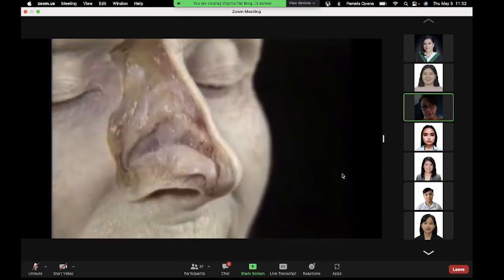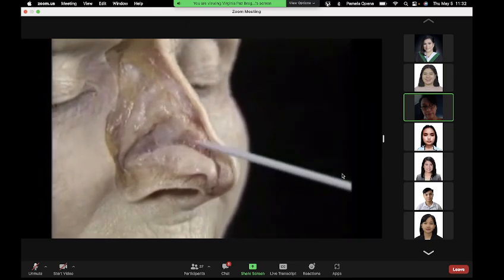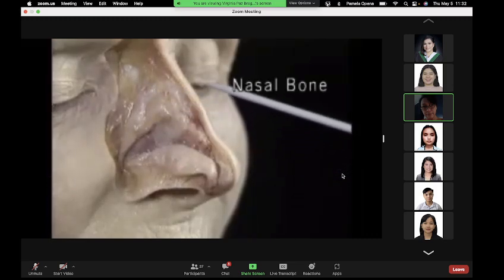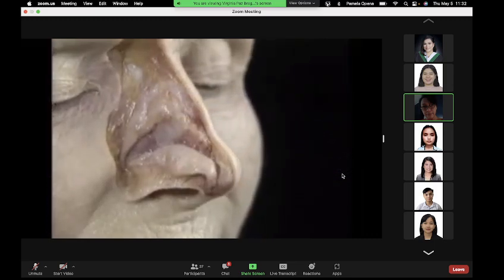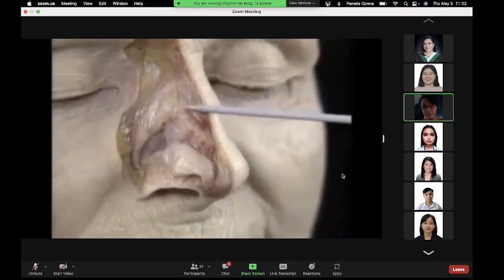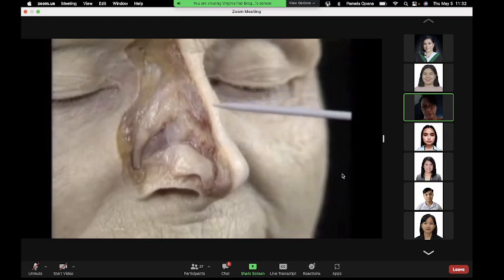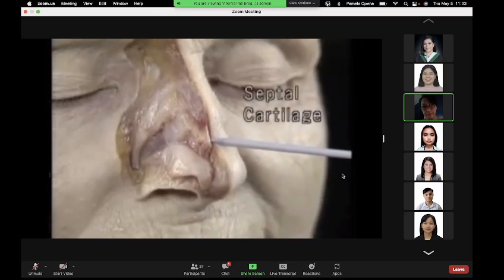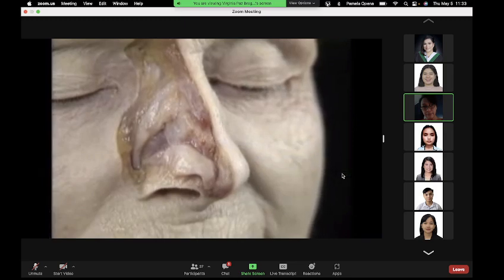The edge of the bony opening for the nose, the piriform aperture, is here. Here's the nasal bone. The two nasal bones, united in the midline, form the bridge of the nose down to here. From here, almost to the tip, the bridge of the nose is formed by the front edge of the septal cartilage, which we'll see more fully in a minute.